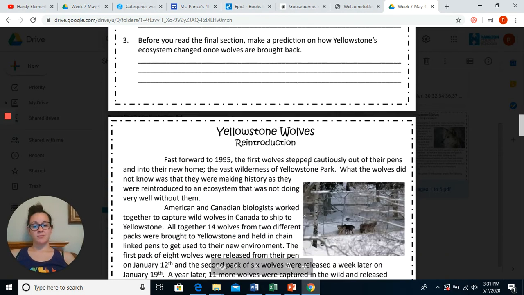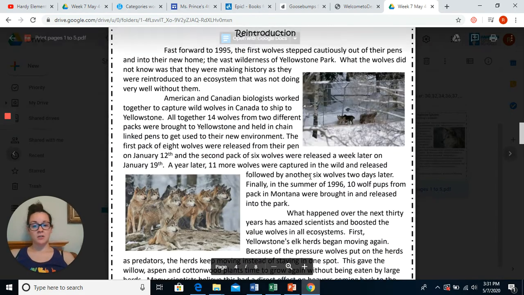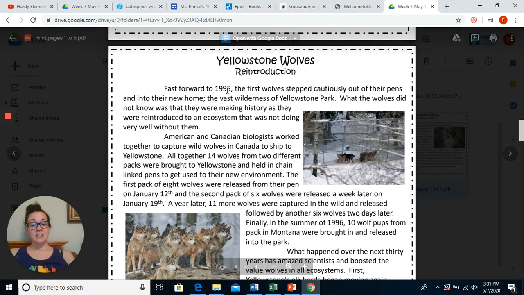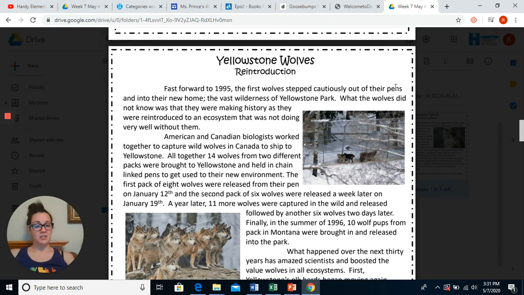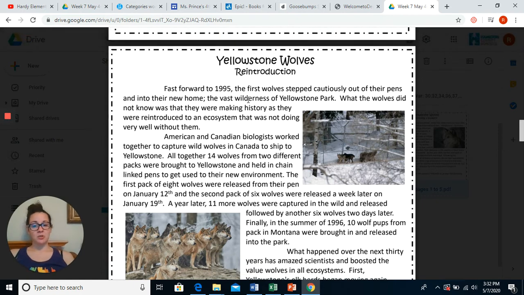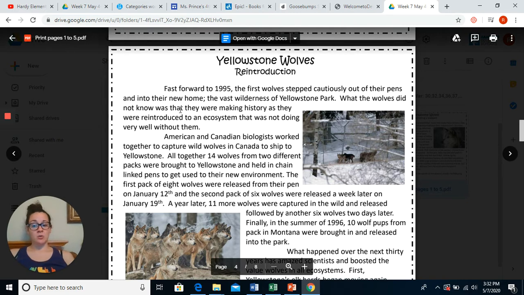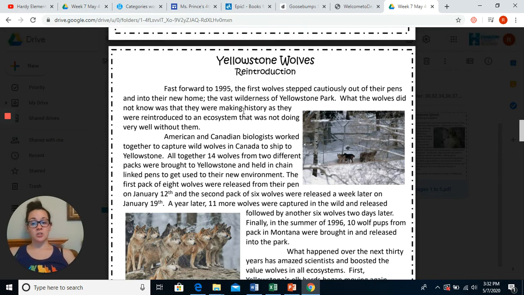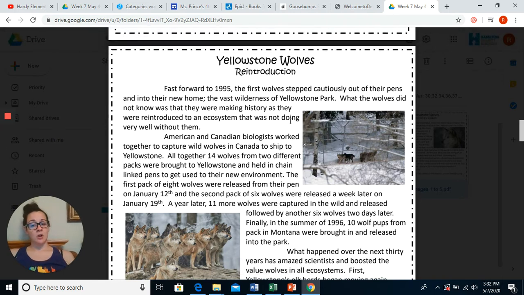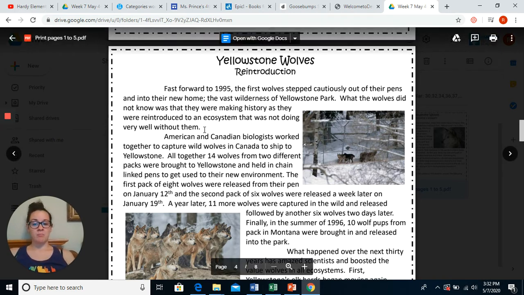All right, now that you have done that, it's time for us to read Yellowstone Wolves Reintroduction. Fast forward to 1995. The first wolves stepped cautiously out of their pens and into their new home, the vast wilderness of Yellowstone Park. What the wolves did not know was that they were making history as they were reintroduced to an ecosystem that was not doing very well without them.